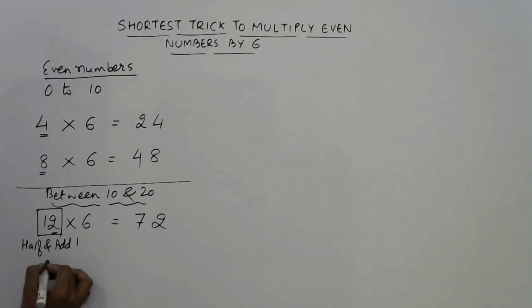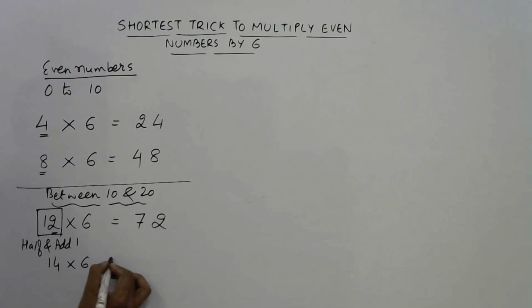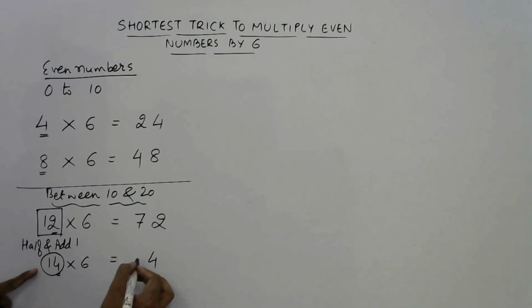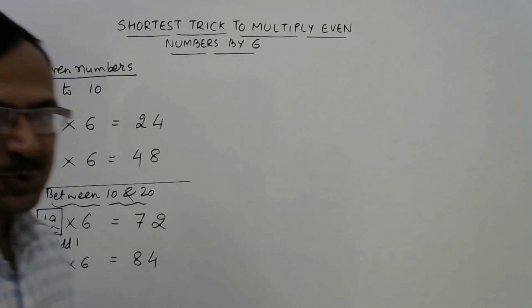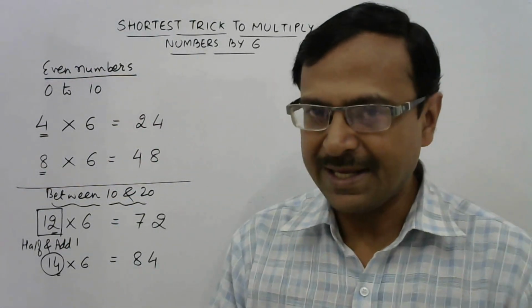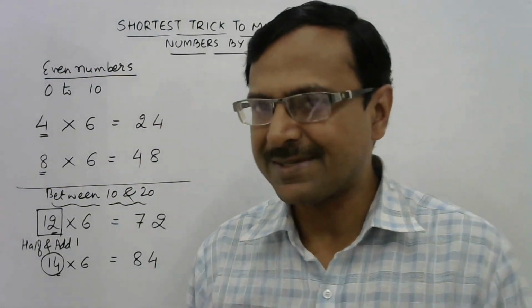Let's apply it for 14. 14 into 6. Now see, the answer will end with 4 because we have a 4 here. So what is half of 14? It is 7. And plus 1, it is 8. So 84 is the answer. So we have done numbers up to 20. Let's take one more example of this kind.